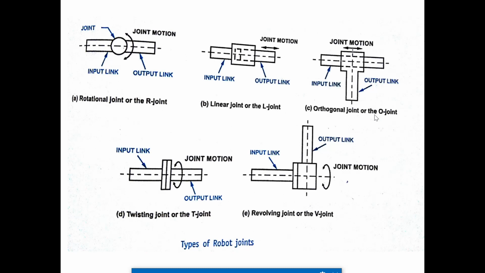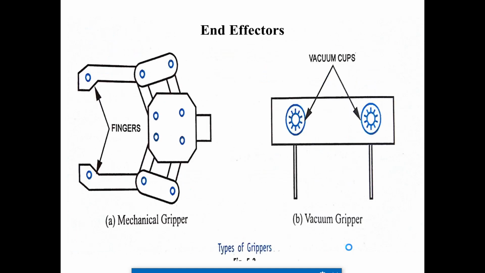Then the orthogonal joint or O joint. Orthogonal joint is nothing but the perpendicular joint which has a 90-degree joint motion. You can move it like this. Input and output can be moved in the orthogonal or O type of joints. And the twisting or T joint: the input link is fixed and the output link you are going to rotate. That is nothing but the twisting or the T joint. In the revolving joint or the V joint, we have an input link and an output link. The complete joint, in the presence of input and output, we can revolve it. So it is called the revolving joint or the V joint.